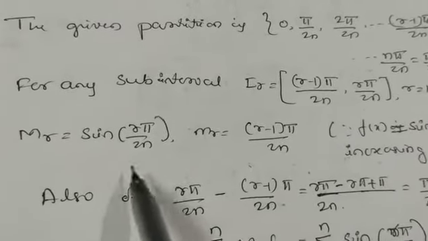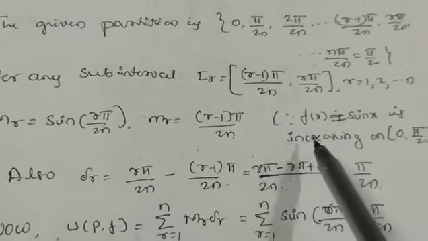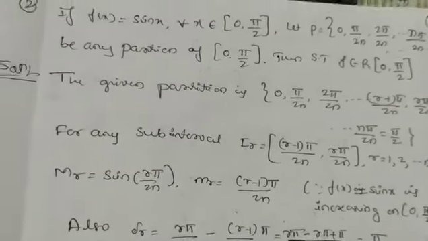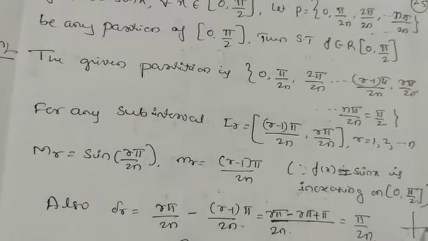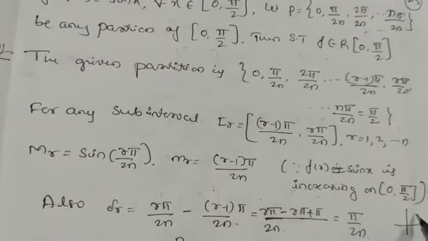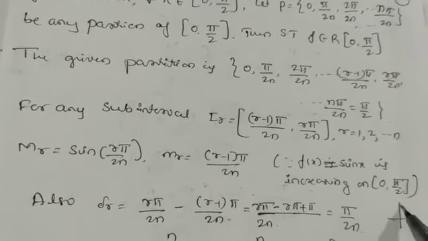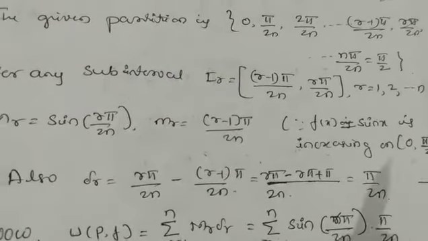Up to n. So here again, f of x equals sin x is increasing in the interval 0 comma pi by 2. I told you here, in this interval sin is increasing. So the sin value is increasing from 0 to pi by 2. All the values are increasing only. So therefore it is an increasing function.